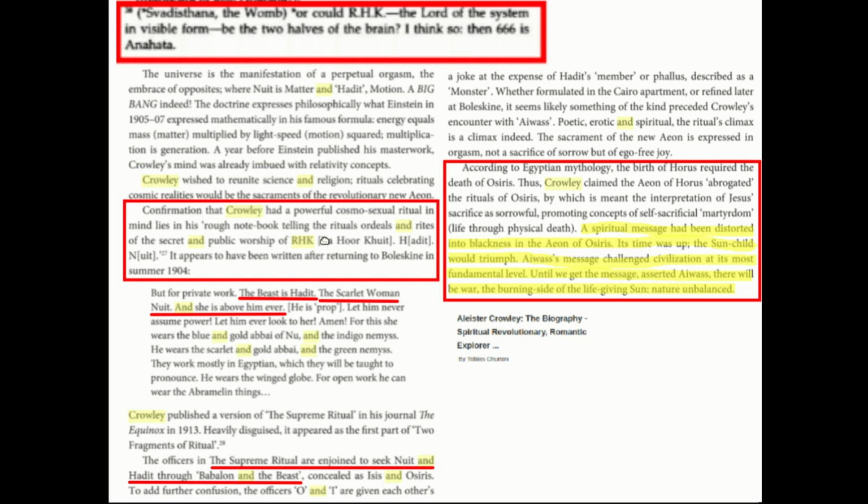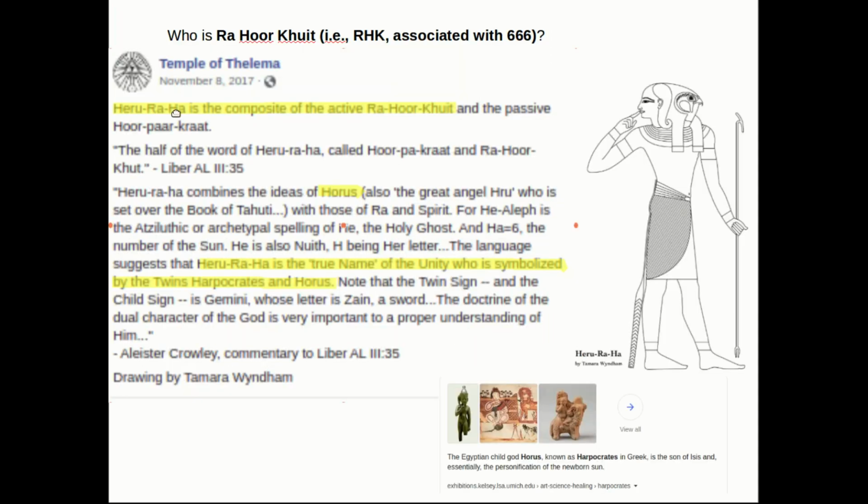Horus is RHK. This is the active principle of what we'll see in the next slide, Raha, which is the composite of active Hoor Khuit. There's the active principle, and the passive Hoor Khuit. Weird names, all that stuff. Don't let that distract you. The idea is Horus is represented as Raha. That's the name they're given to Horus.